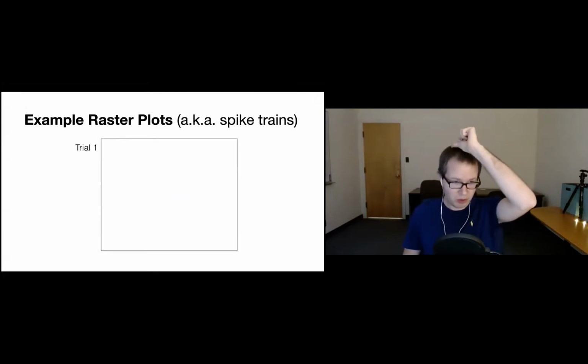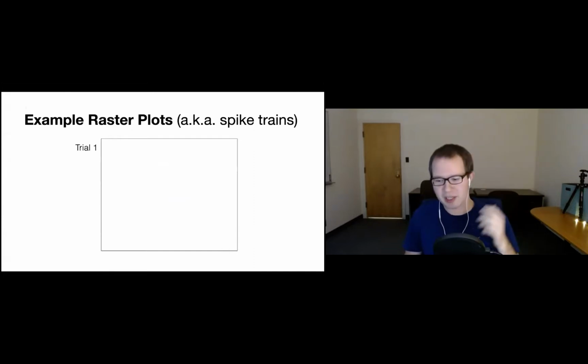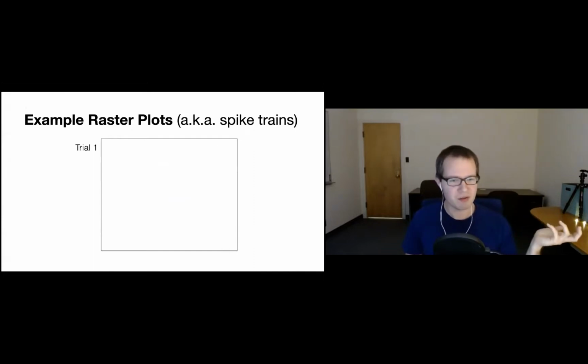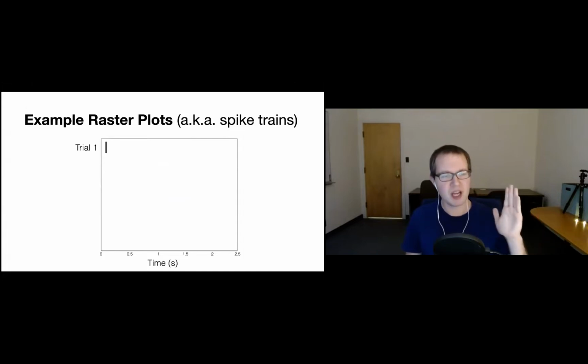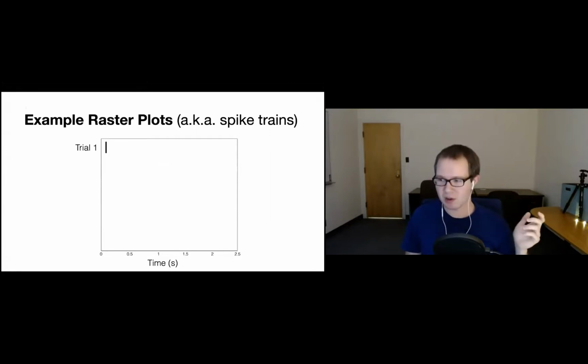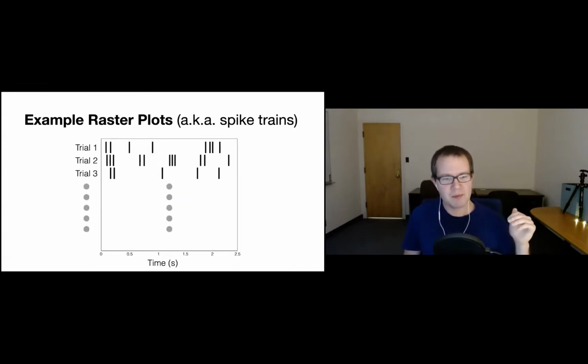And so what you would do is, let's say you had one trial of an experiment, you're recording from the brain of a monkey. Well, over time, you could just plot vertical lines to indicate that the neuron you're looking at fired at that particular time. And so you'd keep on doing this and you'd get all the times it fired. You could look at more trials. And basically you would get this cascade of spikes. And so this is our raster plot that we look at.